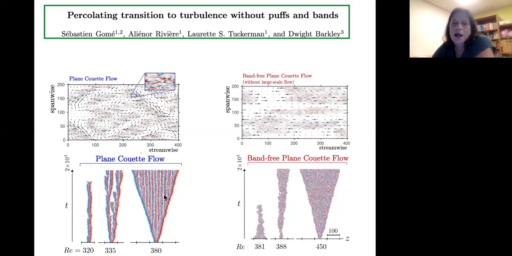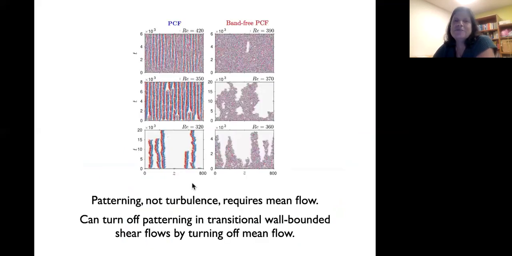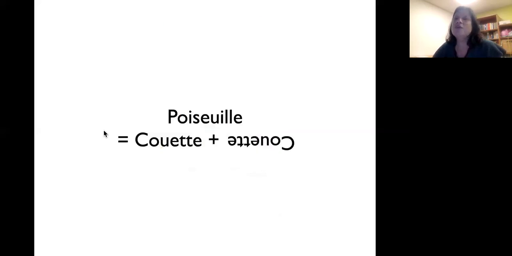But this scale is so much bigger that you don't see the streaks. Yes, it has streaks. And again, these are comparisons of the natural flow and the flow with the large-scale spanwise flow suppressed. So you see it doing its turbulent thing, but there are grains of sand instead of bands. And you can turn off this patterning.